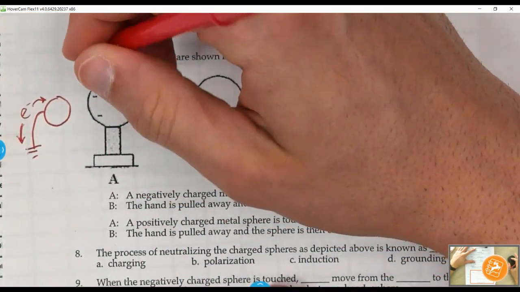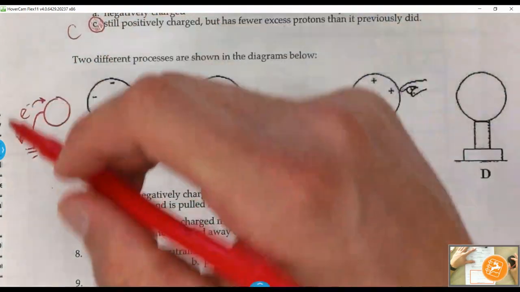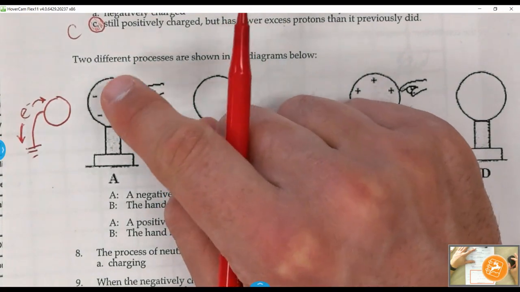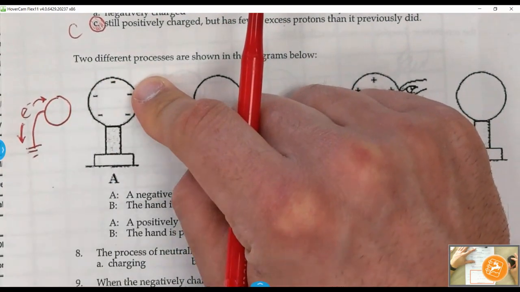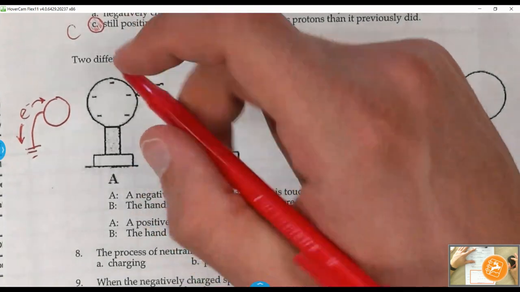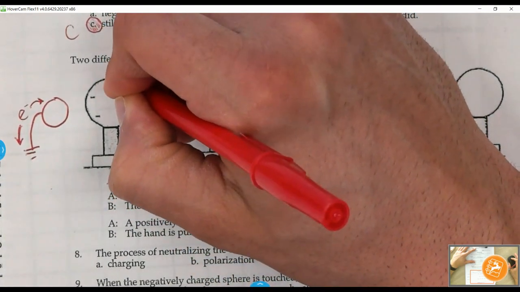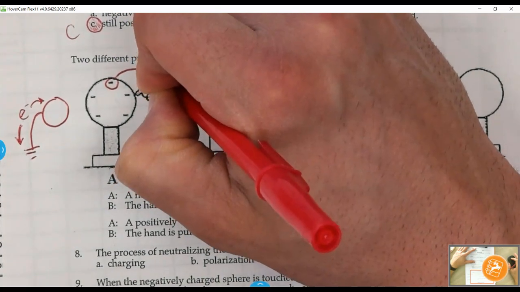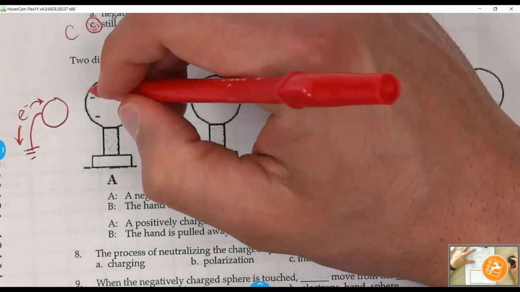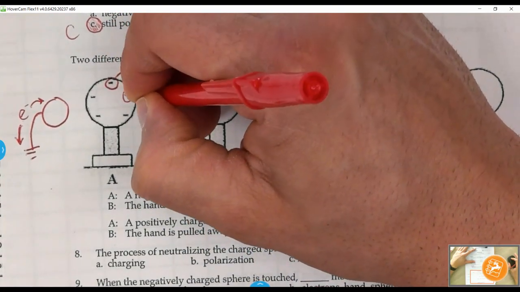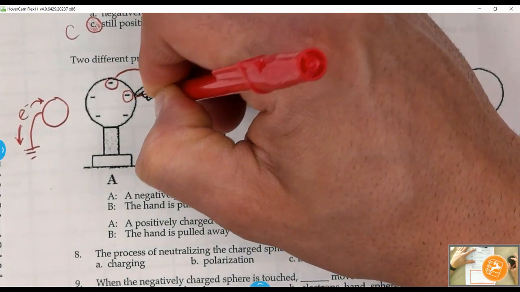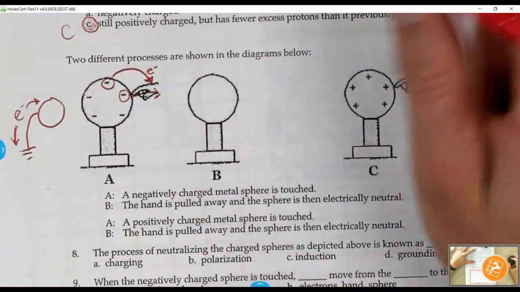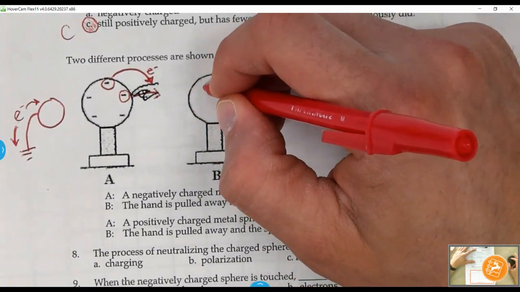So if it has a lot of extra electrons, what do you think is going to happen? Are more electrons going to want to go from my hand to the sphere, or from the sphere through my hand and down into the ground? Correct. So we're going to lose some of this excess charge. It's going to go to the hand. So we lose one or two of these. Now we take our hand away, and we are now neutrally charged.